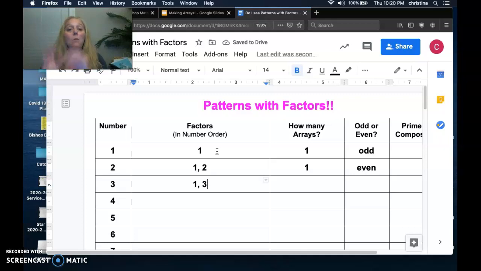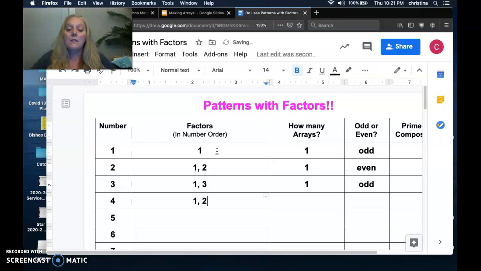Now if we get to 3, 3 also only has 2 factors. You can only multiply 1 times 3 or 3 times 1, which means that it has one factor pair, so that means 3 can also only make one array. Now, 3 is an odd number because it's not divisible by 2, it doesn't have a factor of 2, and it's not a multiple of 2.